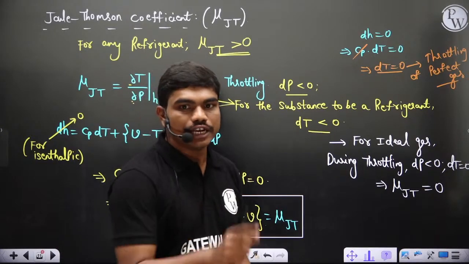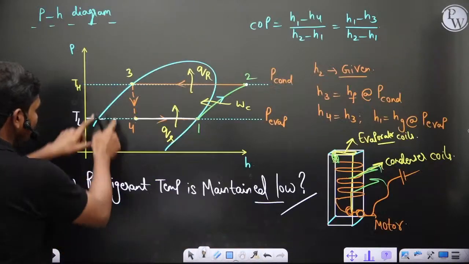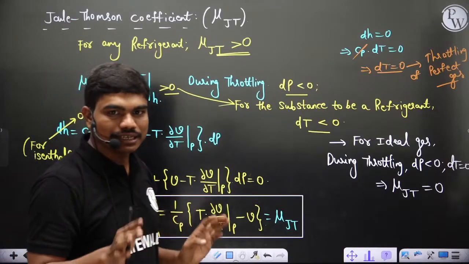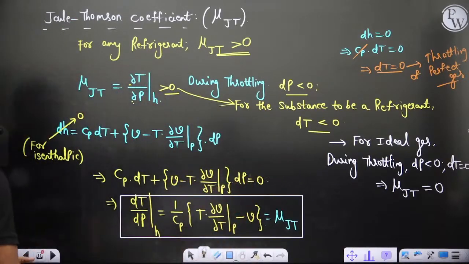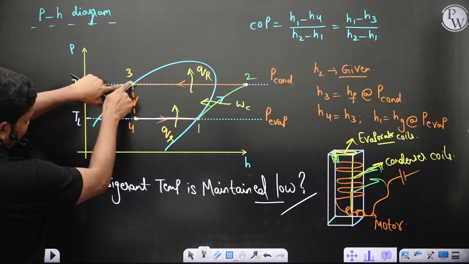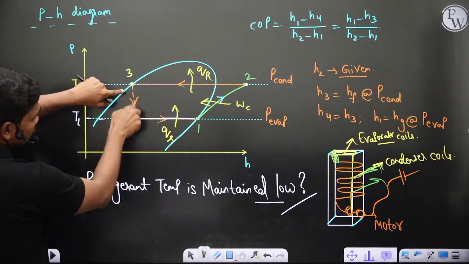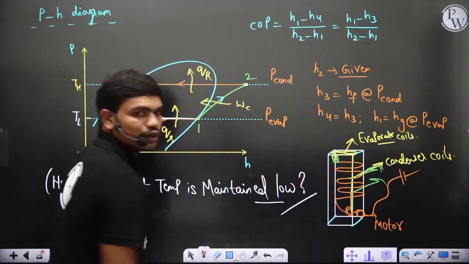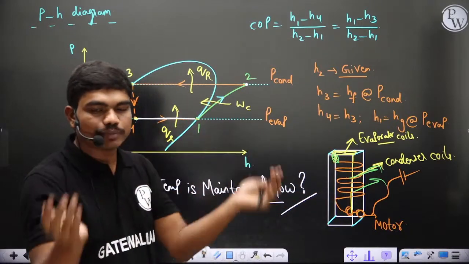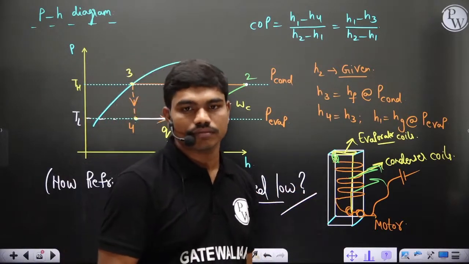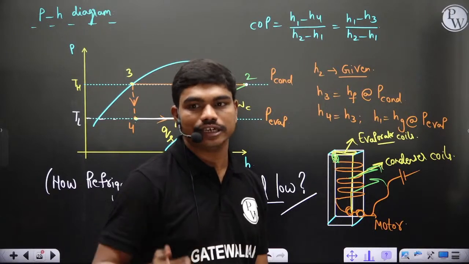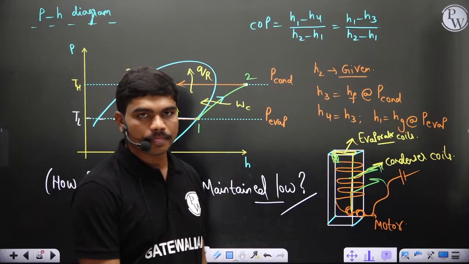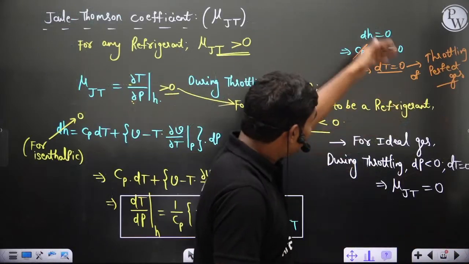If you are using throttling here, then you cannot use an ideal gas as a refrigerant, because if mu JT is 0, by the time the ideal gas falls from P3 to P4, the temperature remains TH. Then heat will flow in the reverse direction to the cooled space, and your cooled space gets hotter. It's no more a fridge, it's a heater. Understood? Clear?